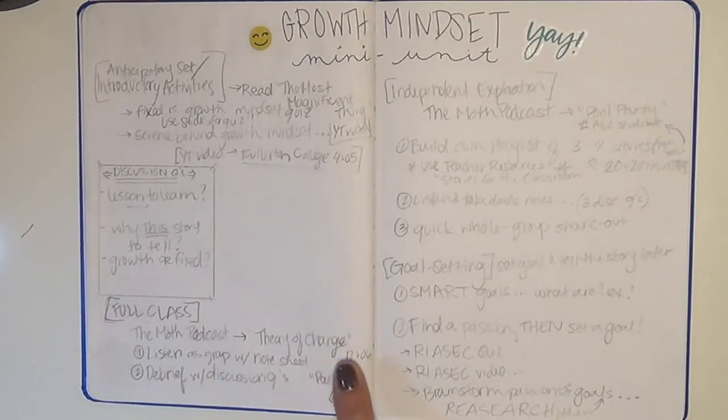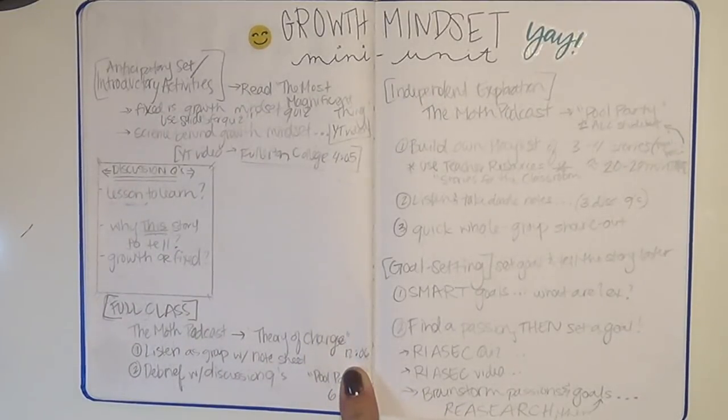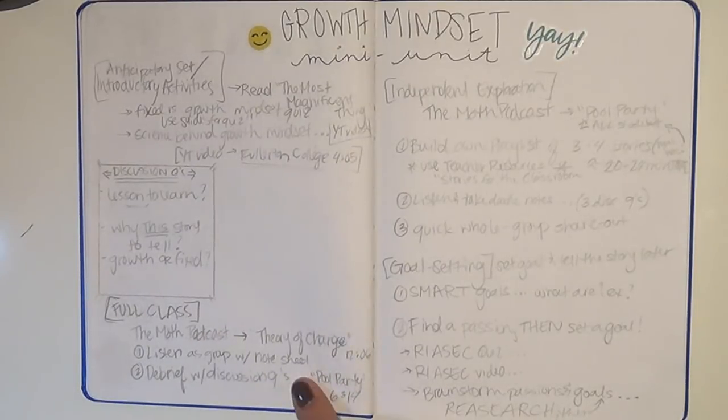A lot of these stories are told by teenagers or told by young adults about when they were a teenager. But there's this one called The Theory of Change. It's 12 minutes long. We are going to listen to it as a whole group.